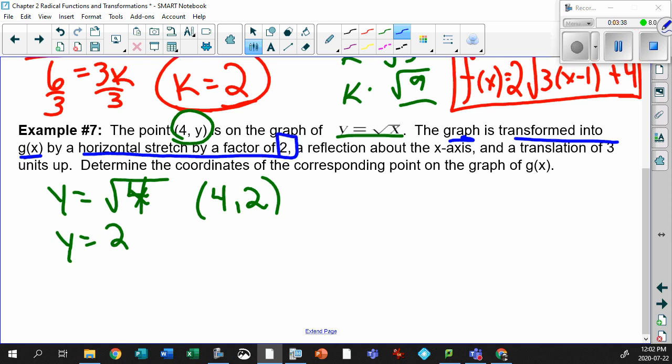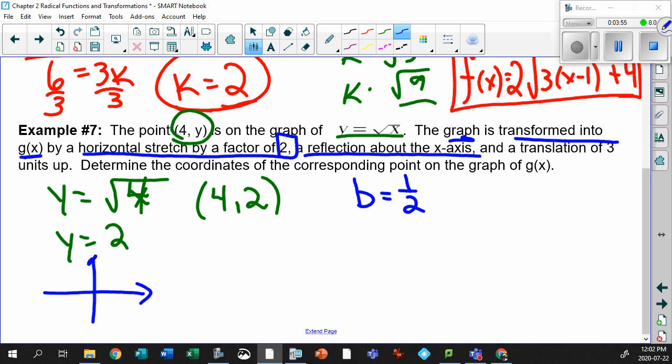Okay, remember, that is not the b value. Remember, you had to flip it. So a stretch factor of 2 means that the b was actually a half. A reflection about the x-axis. Oh my, gotcha. Okay, I can't remember.